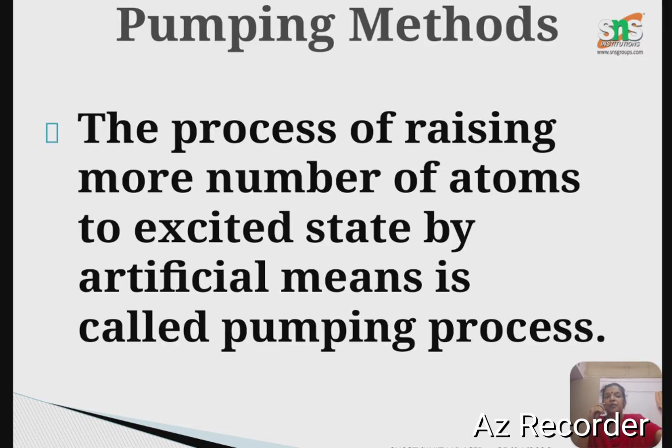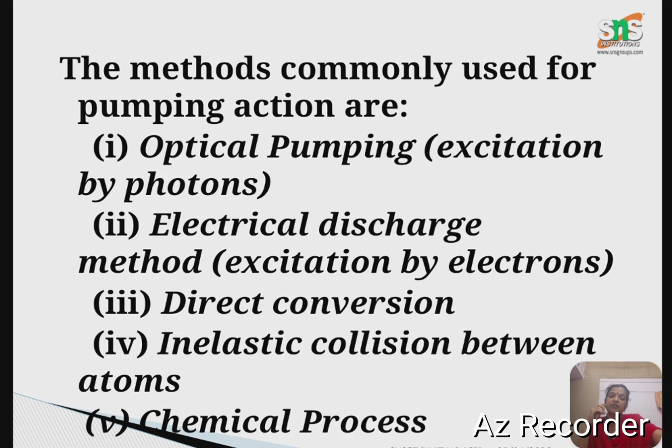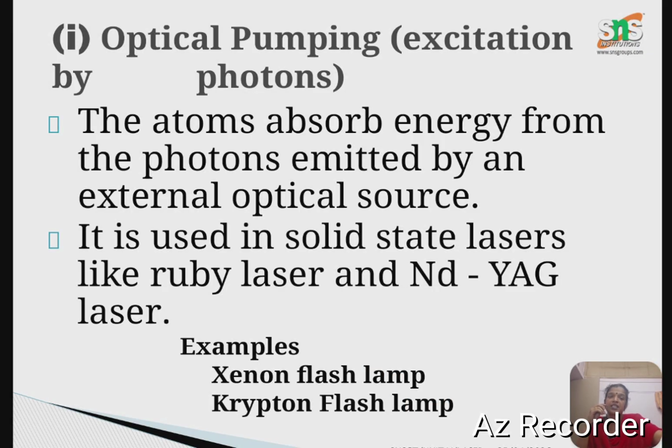Next one is the pumping methods, and this is useful to achieve the population inversion. So here we have different types: optical pumping, electrical discharge method, direct conversion, inelastic collision between atoms, and then the chemical process. And we can see the optical pumping. This is nothing but using the light energy we can raise the atoms from ground state to the excited state. So this is called optical pumping.